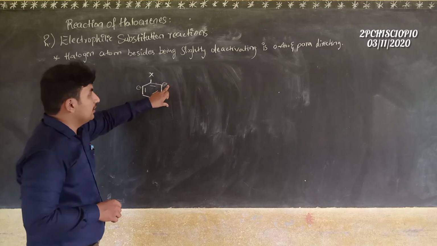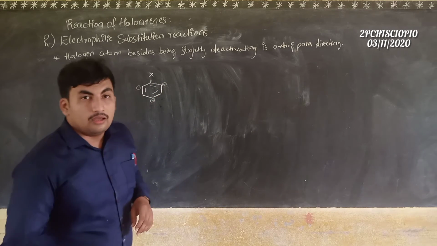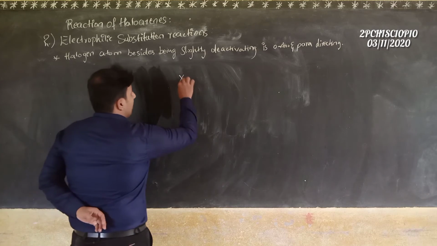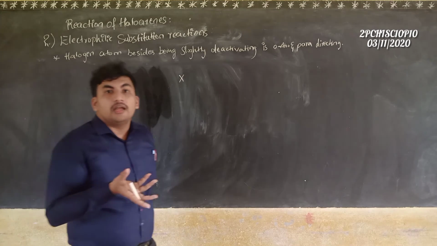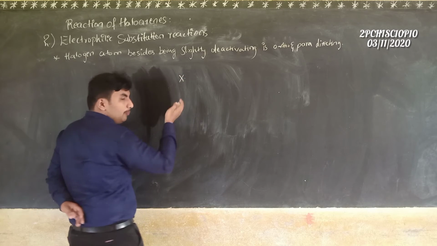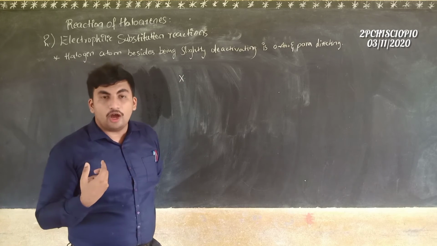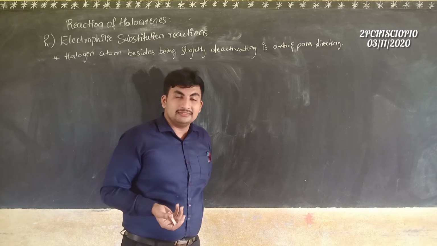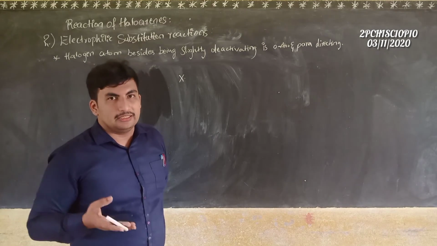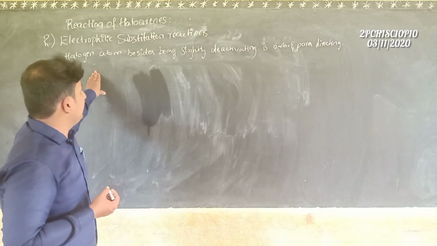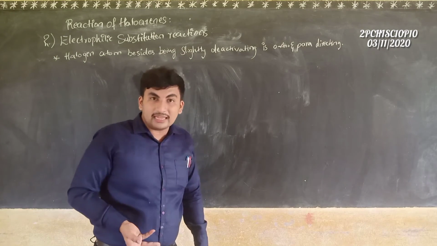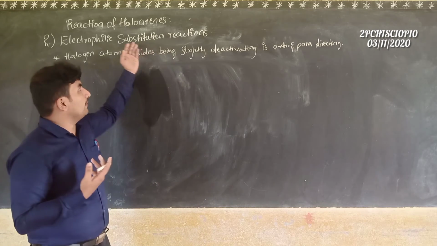Understand, the electrophile will attack this ortho or para position under drastic conditions. Because why? Because halogen atom shows negative inductive effect, right? So it will pull or withdraw the electron from the benzene ring. It will deactivate the benzene ring. That's the reason we are using some drastic conditions while the reaction is proceeding. Let's see one by one some of the electrophilic substitution reactions. Majorly halogenation, nitration, sulfonation, and Friedel-Crafts alkylation are the examples of electrophilic substitution reaction.